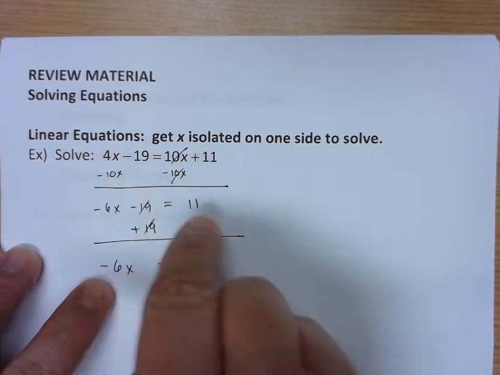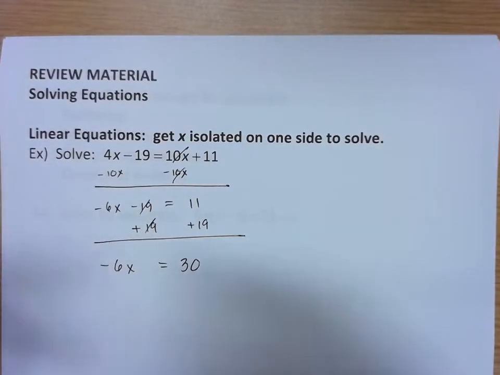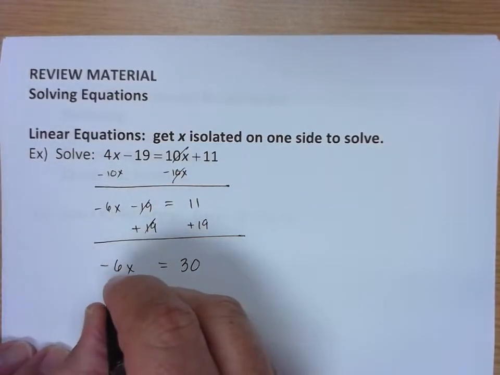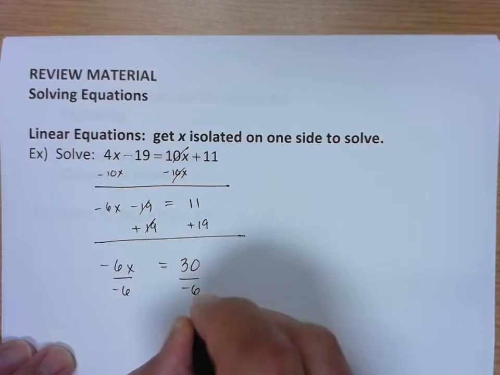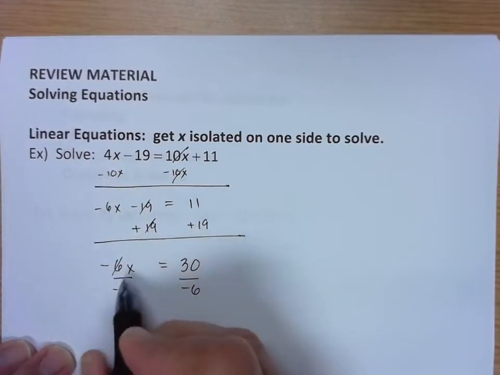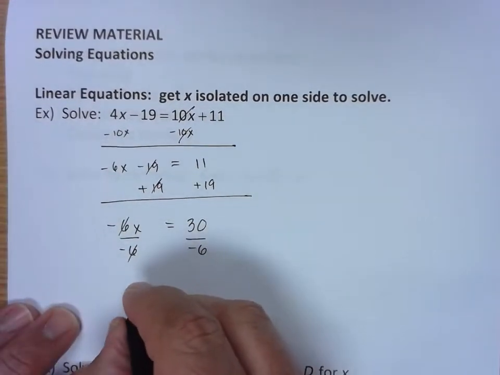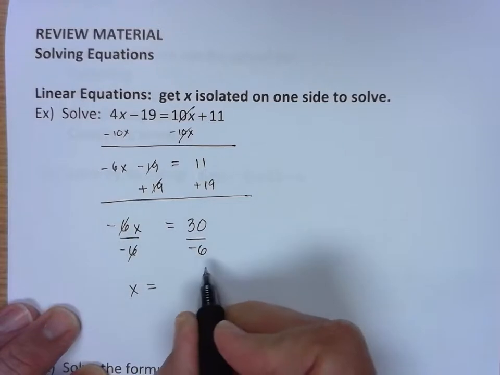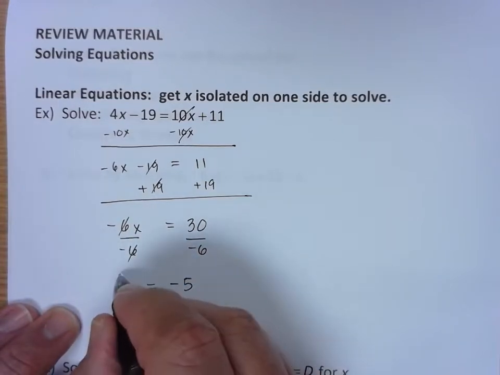Now that you've taken care of the addition and subtraction to get the x on one side, the constants on the other, now you want to divide both sides by negative 6, and that will completely get the x by itself to get rid of that negative 6 coefficient. So your final answer comes from dividing positive 30 by negative 6 to get a solution of x equals negative 5.